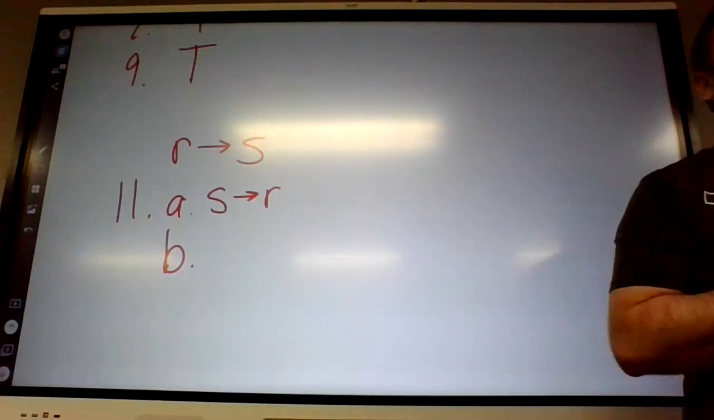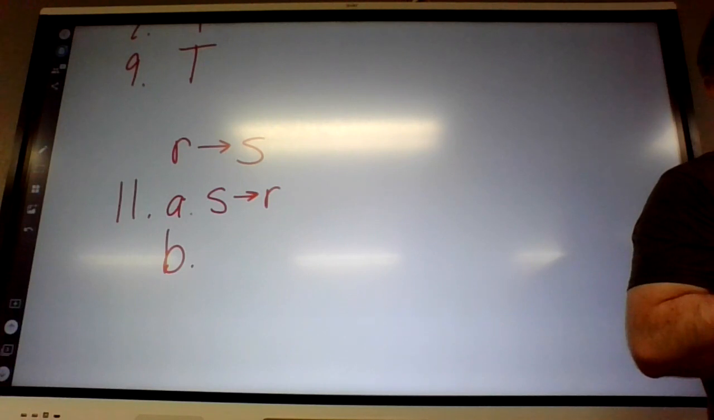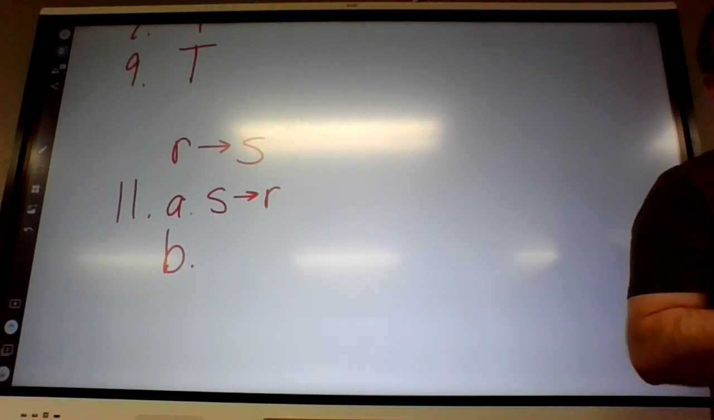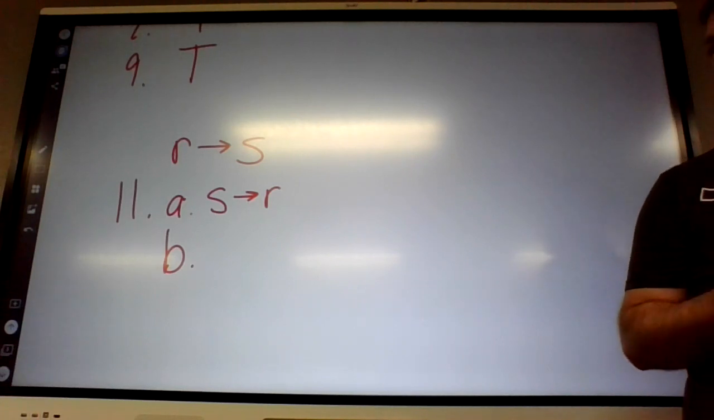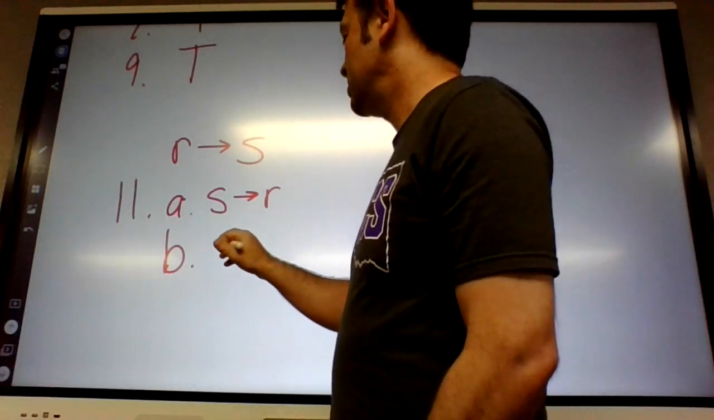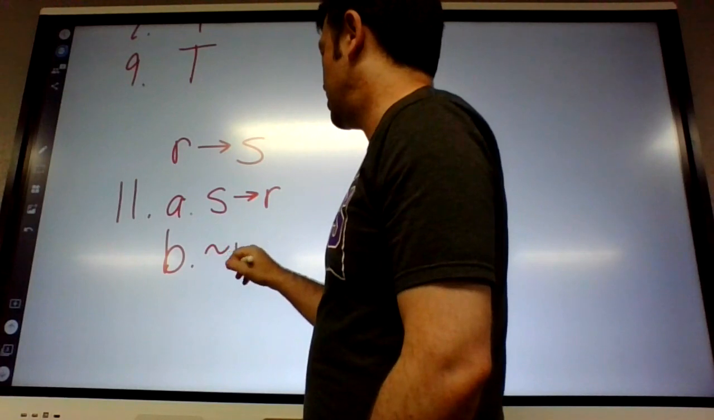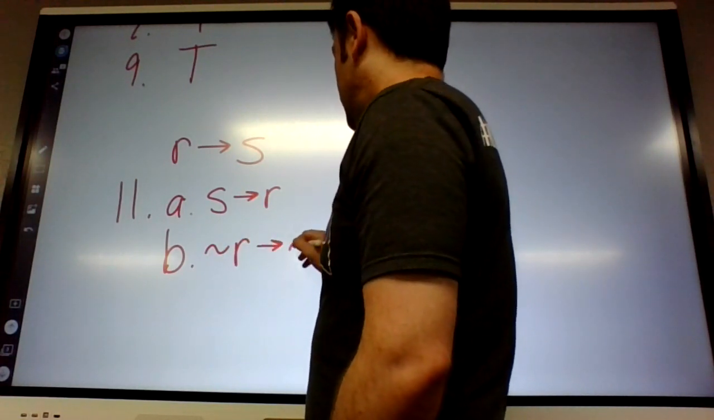Oh, I get it. What did the inverse do? Negate it. What was the symbol for negation we used yesterday? The squiggle, yeah. So not R, then not S.